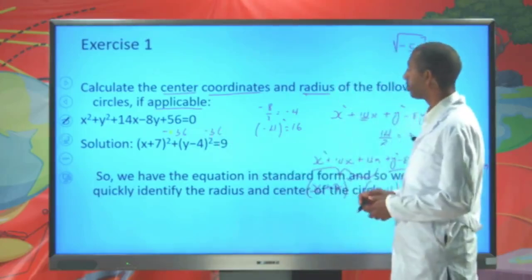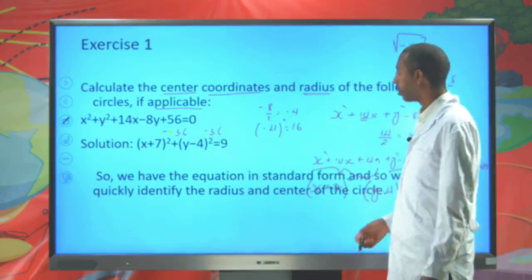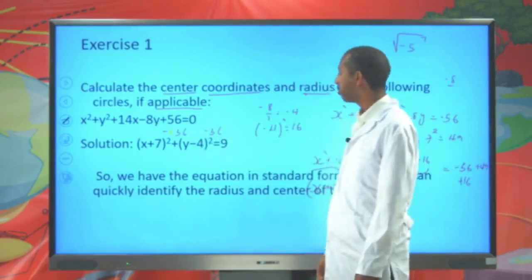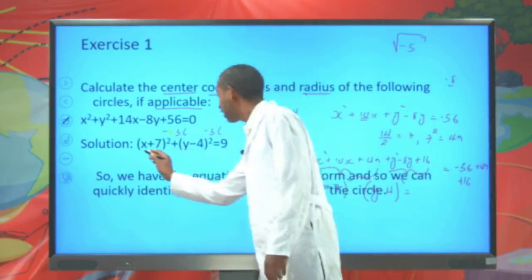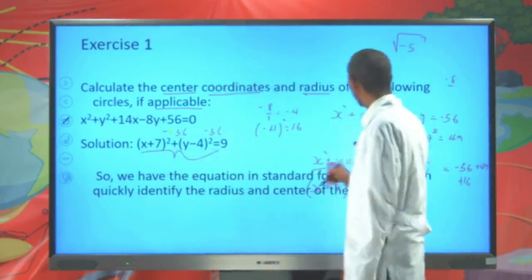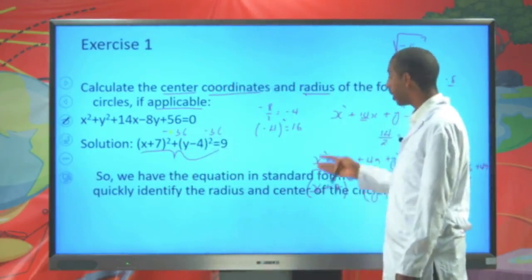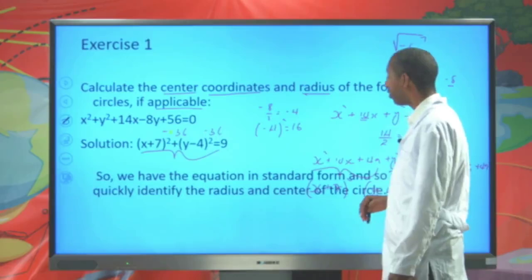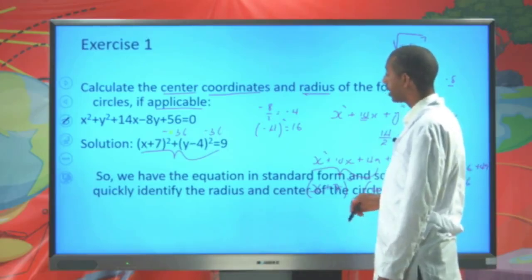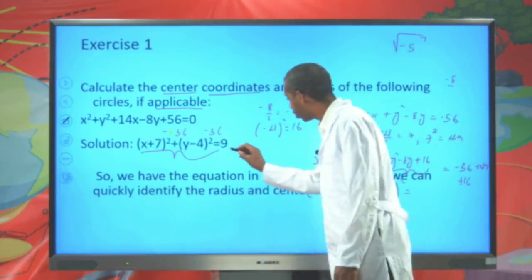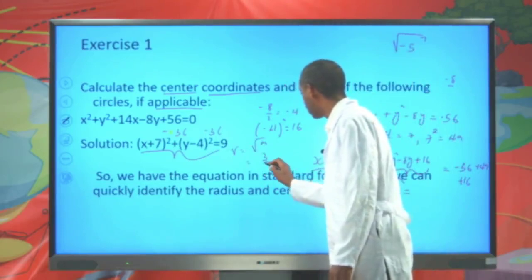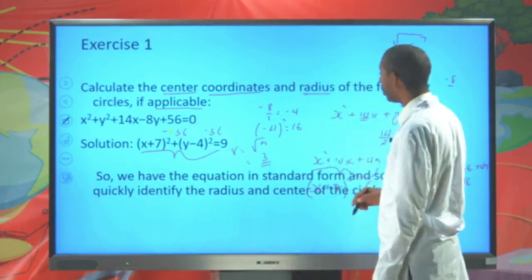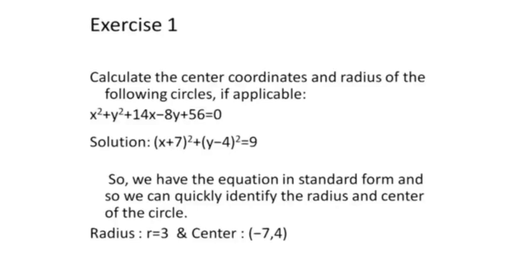So our equation now rewritten in standard form becomes (x + 7)² + (y - 4)² = 9. So using the standard form, with the help of the completing the square method, we easily found the center of the circle and also the radius. To find the radius, we square root 9, which gives us 3. So the center of the circle is (-7, 4), and the radius is positive 3.